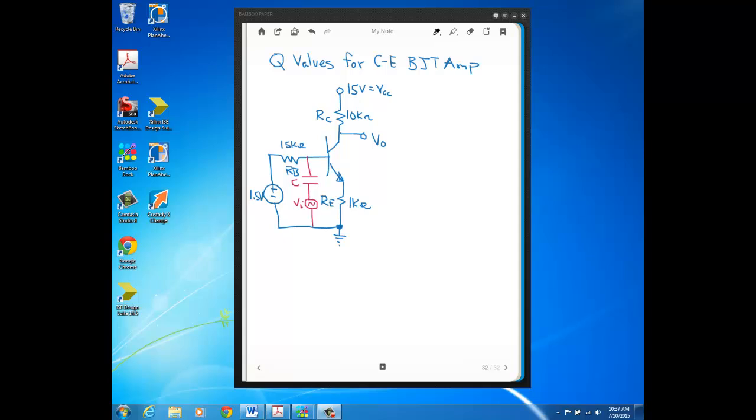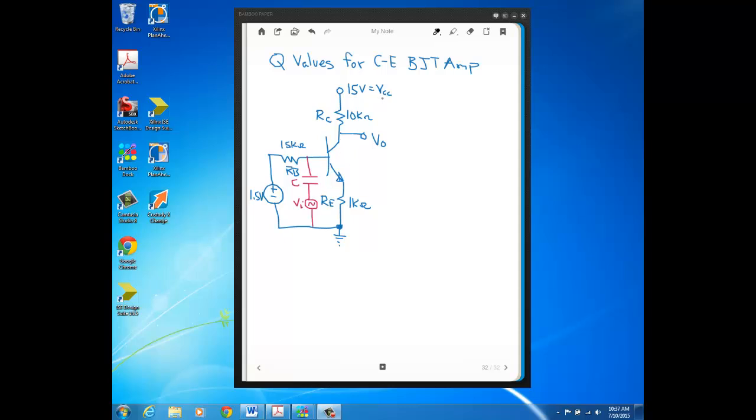In this video we start the analysis of a BJT amplifier. First of all, there are many types of amplifier circuits, but we're only going to analyze the most common, which is a common emitter BJT. That's what the CE stands for, common emitter. So this is what the circuit looks like. Here's our BJT NPN.